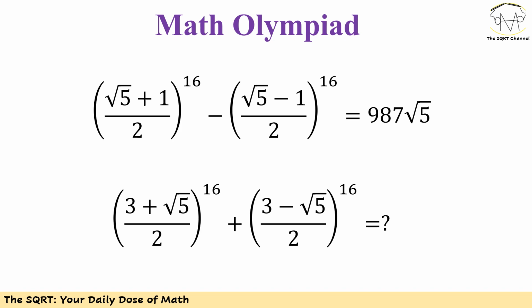In this video, we are going to talk about a problem that deals with an expression evaluation. Here we have power of 16 of radical 5 plus 1 over 2 minus power of 16 of radical 5 minus 1 over 2 equals 987 times radical 5. We are going to find the new expression that you see here. Basically, in the new expression, we have this 3 plus radical 5 over 2 and 3 minus radical 5 over 2. Let's see how we are going to solve this problem now.